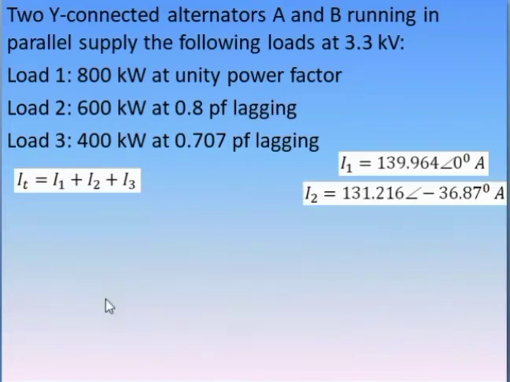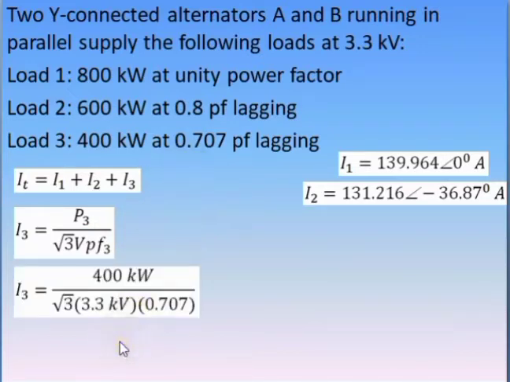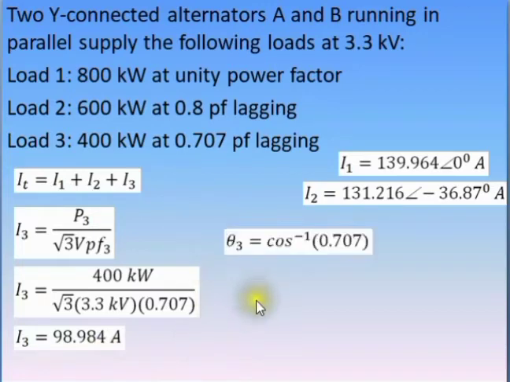Ngayon naman kunin natin yung current ng load 3. So mula sa formula na na-derive po natin kanina, substitute lang po natin yung mga values. 400 kilowatts divided by square root of 3, divide that also by 3.3 kilovolts and 0.707. Magkakaroon tayo ng 98.984 amperes. Kunin naman po natin yung kanyang angle. Inverse cosine of 0.707, that is 45 degrees.